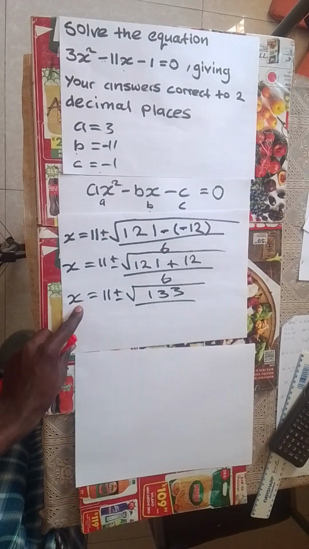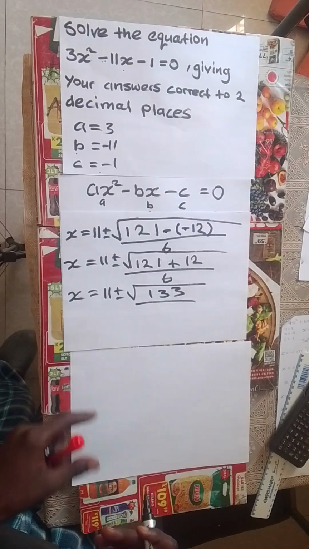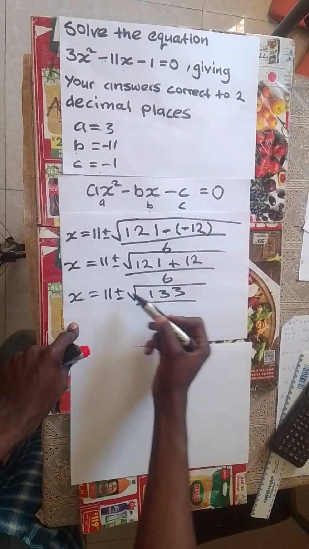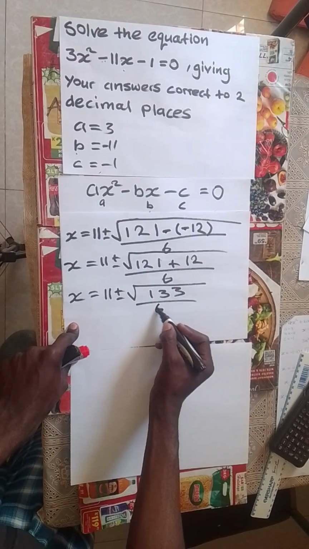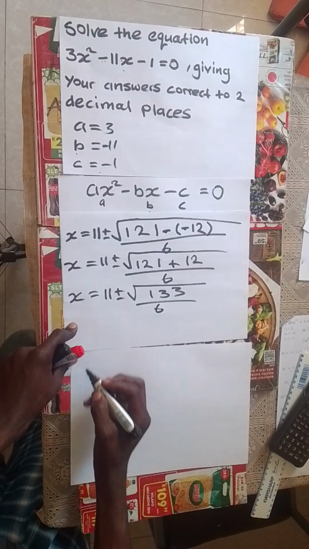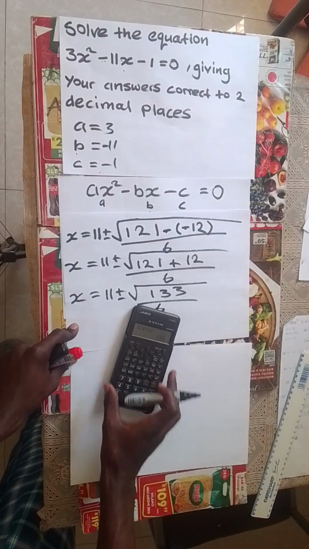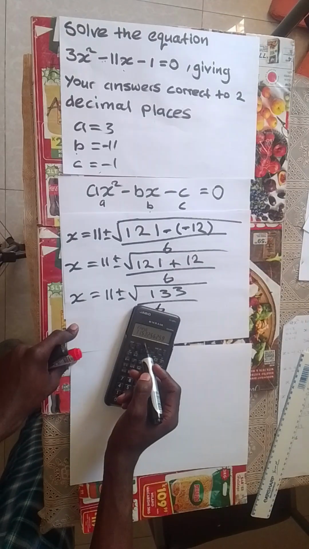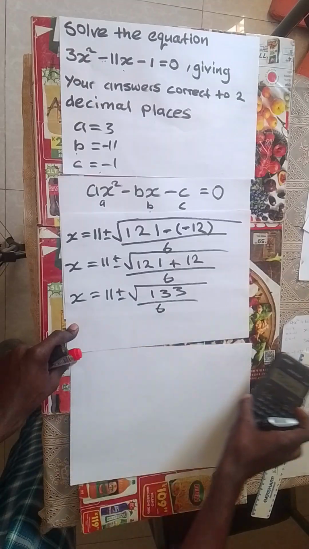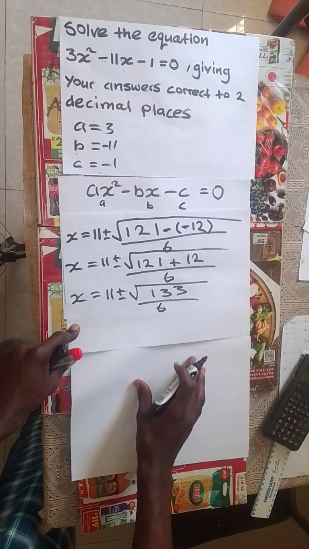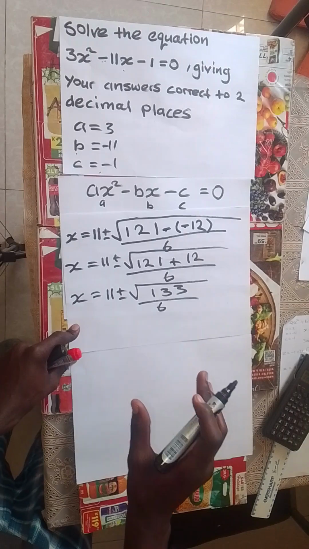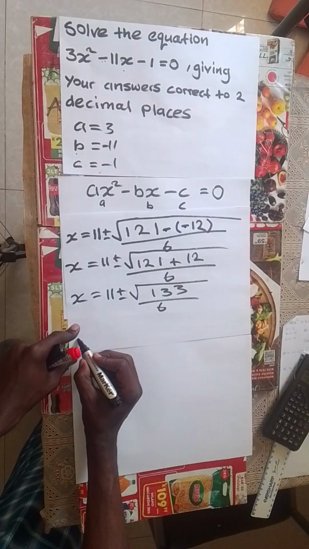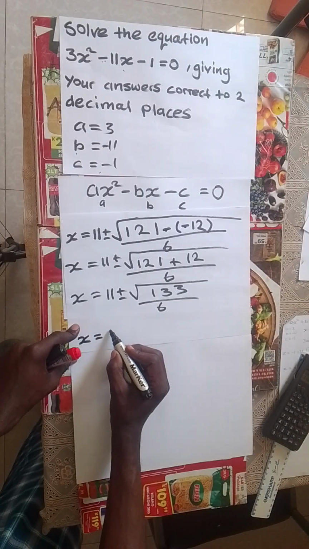Now I've reached this point. I'll have to square root the 133 now. So I'm going to go on my calculator and square root it. When I square root it, I'm getting 11.53. So I'll have to divide it now into two separate answers, a positive and a negative answer.